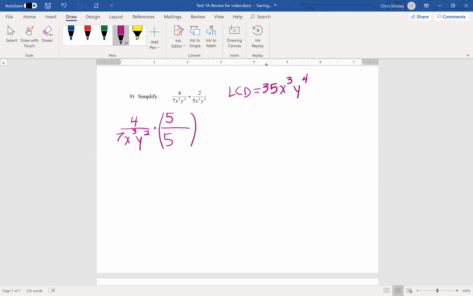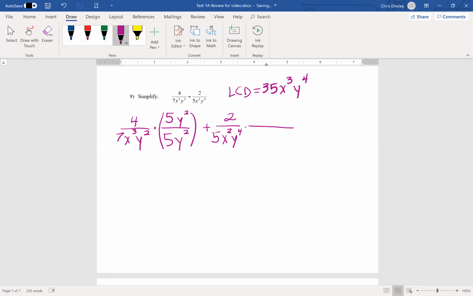X cubed is in my LCD. I've already got an x cubed in my denominator, but my LCD has a y to the 4th. I only have a y squared, so I need another y squared. Okay, so that takes care of my first fraction. The second one, again, what do I have to multiply that by to give it the common denominator I'm looking for?